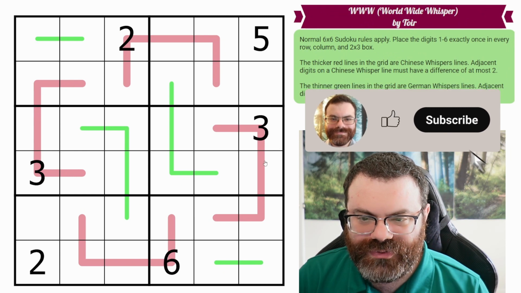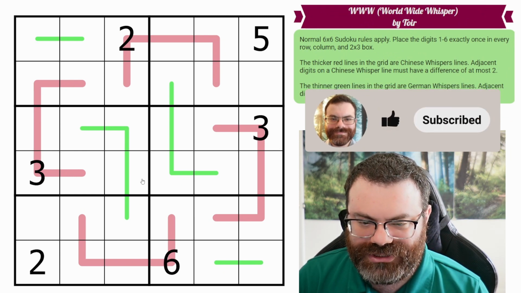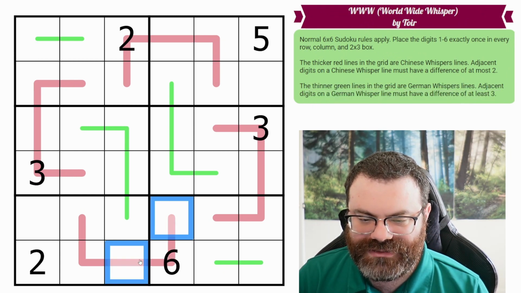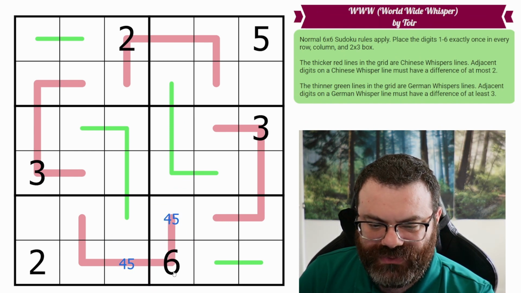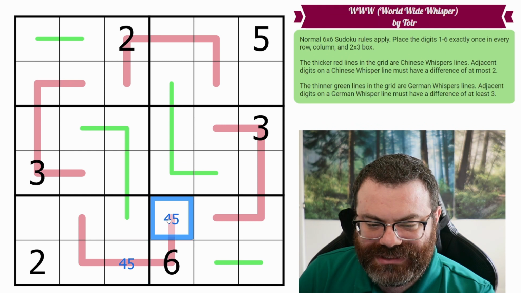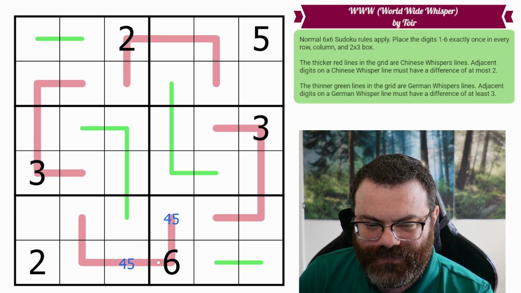All right, so how do we want to get started is always the question. Well, 6 can only be next to 4 and 5, since they can't be 6 because of Sudoku. This is not necessarily a 4 or 5 pair, though. Any other low-hanging fruit here?